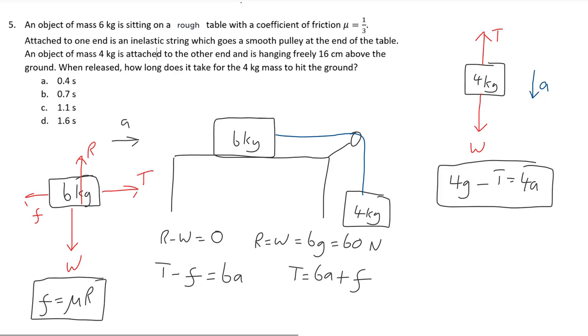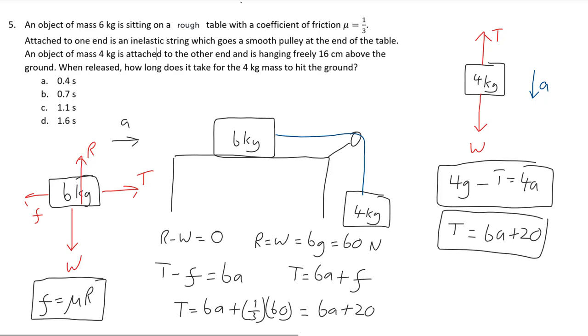How is that useful to us? Well, remember, we know what the reaction force is, capital R. Capital R is equal to 60 newtons. We can therefore plug this into our equation. Therefore, we now have T is equal to 6a plus 20, and that fixes our problem because now we have an equation with 2 unknowns. Before we had 3 unknowns, now it's gone down to 2. We now have 2 equations with 2 unknowns. We have 4g minus T is equal to 4a and T is equal to 6a plus 20.